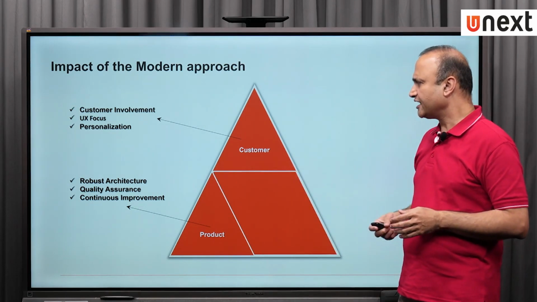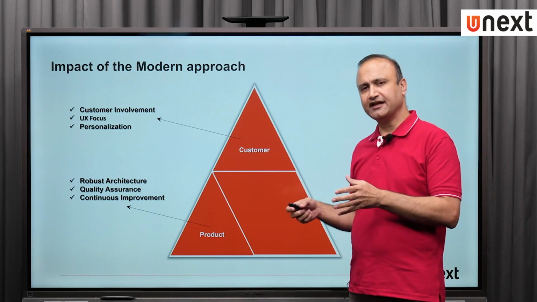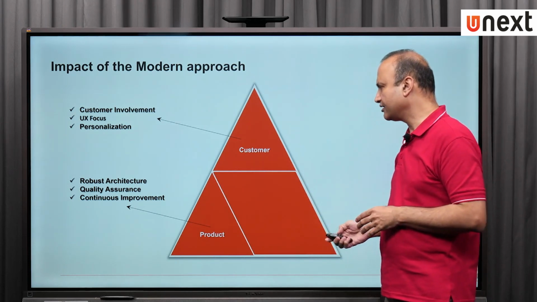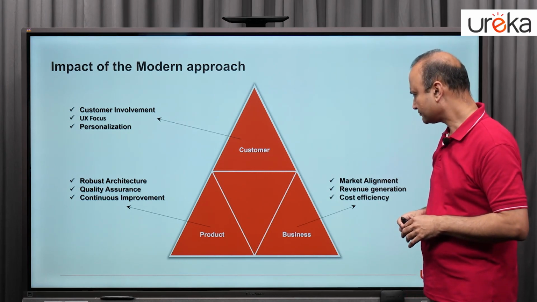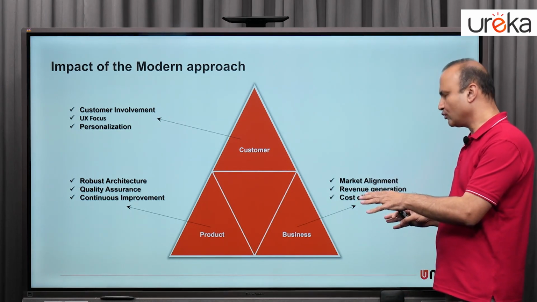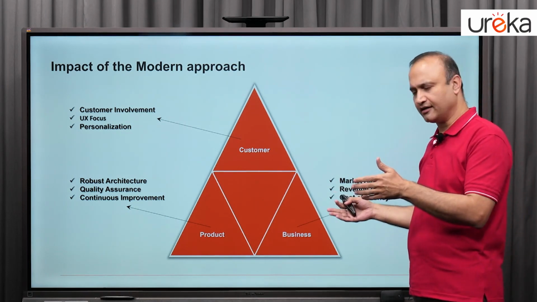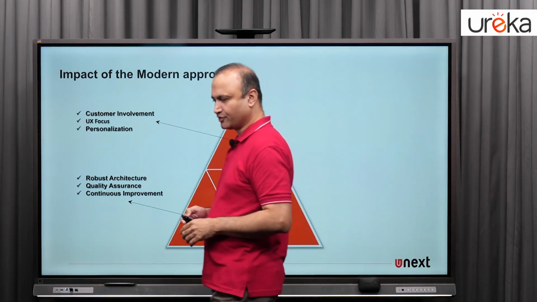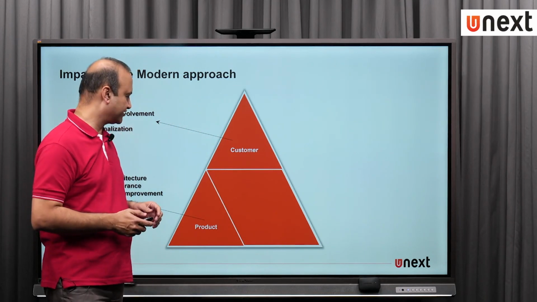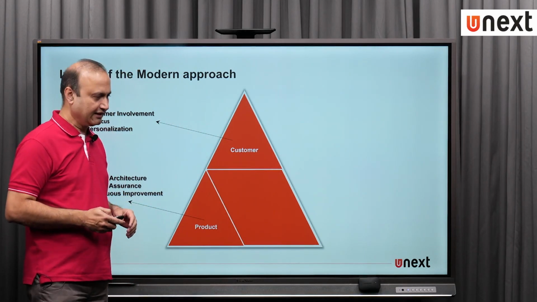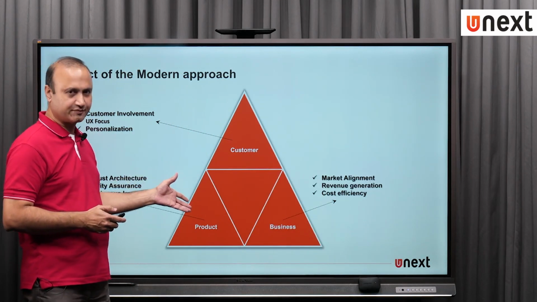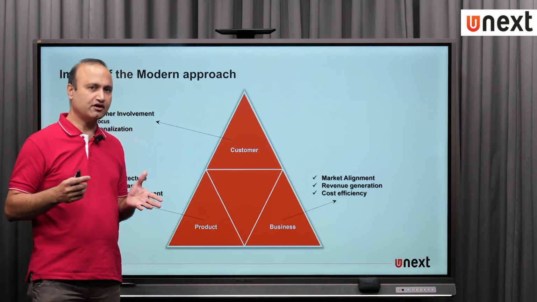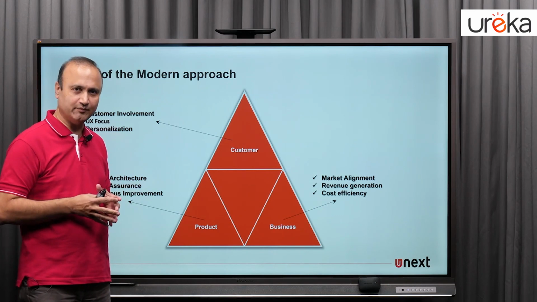There's a degree of quality assurance and continuous improvement, as we saw earlier in the CI/CD approach, inbuilt in the modern product engineering approach. From a business perspective, we see that there is a greater market alignment. So now that we have seen continuous improvement and how these factors influence the product part of it, let's see from a business perspective, the modern product engineering approach helps organizations bring in greater market alignment.